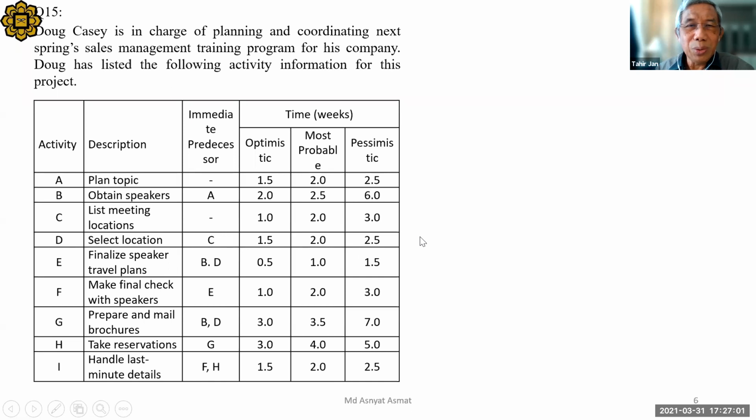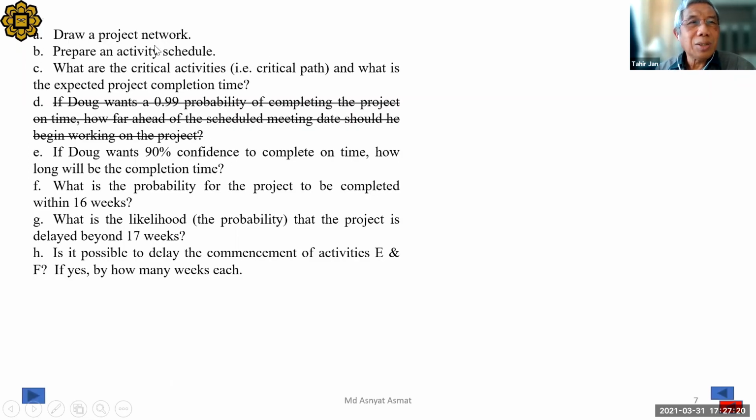Which method are we going to use after this? CPM or PERT? PERT. So we have uncertain activity times or most probable activity times. Okay, let's see what are the questions. Draw project network. Prepare activity schedule. What are the critical activities? And what is the expected completion time?